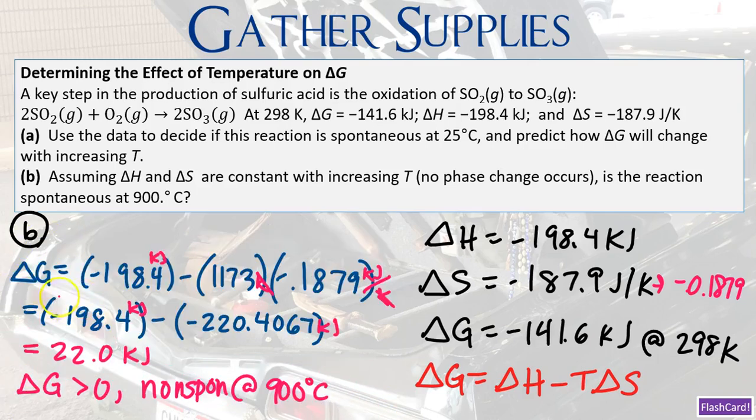So we're going to solve for delta G by plugging in our values. Our delta H is negative 198.4. We're going to subtract our temperature, which is 1173 Kelvin, multiplied by negative 0.1879 for our entropy. When we multiply these two numbers together, we get negative 220.4067 kilojoules. Of course, our Kelvins are going to cancel out. Now, when we take our delta H and subtract this value, I get 22.0 kilojoules. Because delta G is greater than 0, this entire reaction is going to be non-spontaneous at 900 degrees Celsius.